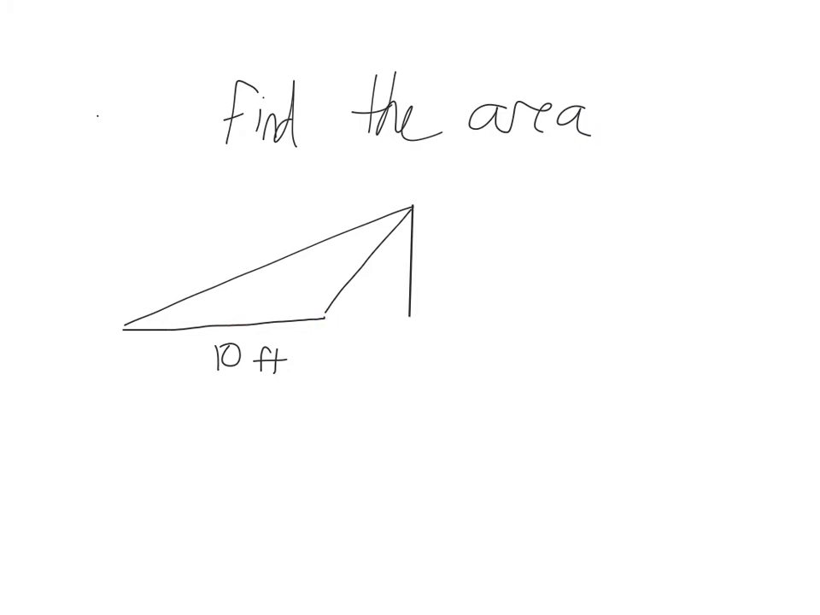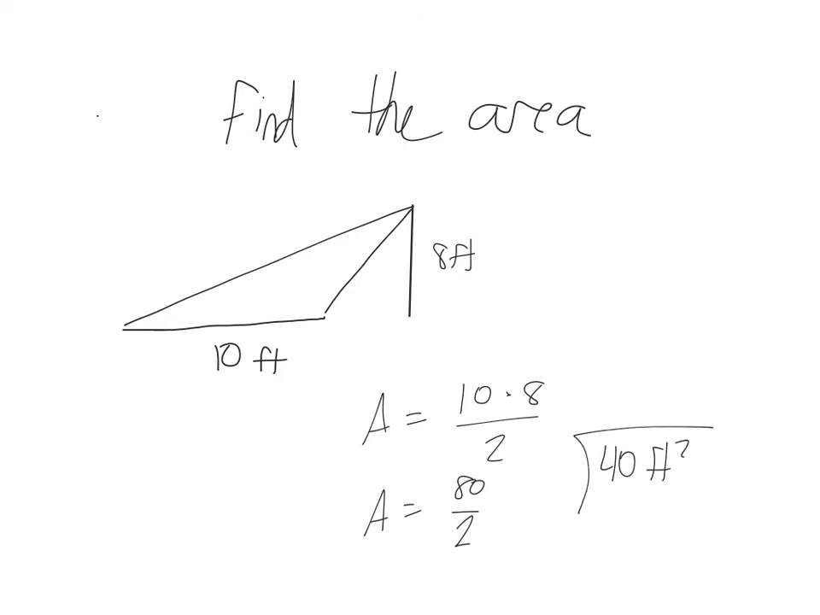But guess what? That's actually okay. Alright, so if that's okay, we'll give this a height here. We'll say it's 8 feet. Okay? So what's the area of that triangle? A equals 10 times 8, base times height, divided by 2. So that's 80 divided by 2, and we know that that is 40 feet squared. So that triangle is 40 square feet.